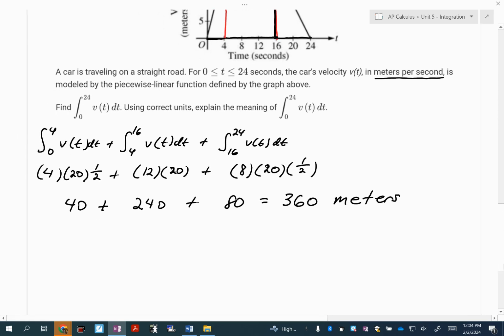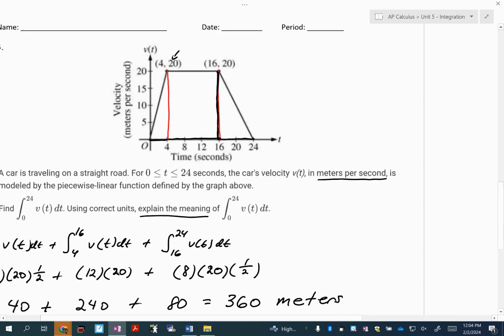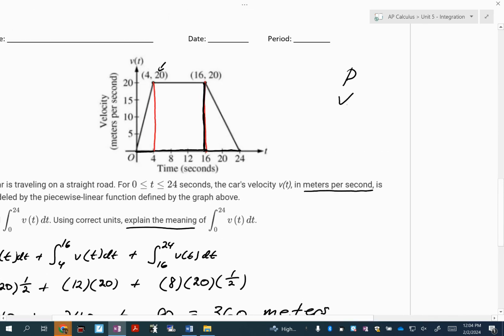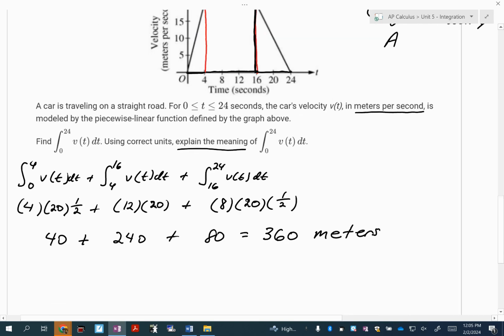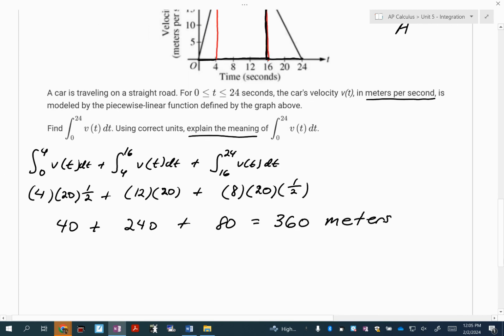Now the second part says, explain the meaning of this. So what we're saying is, if you remember all of our work in the first semester with PVA, this is our velocity, that's where we are right now. We are taking the antiderivative, so backing up to the position function. We are saying that the position of the car is changing by 360 meters in the first 24 seconds.